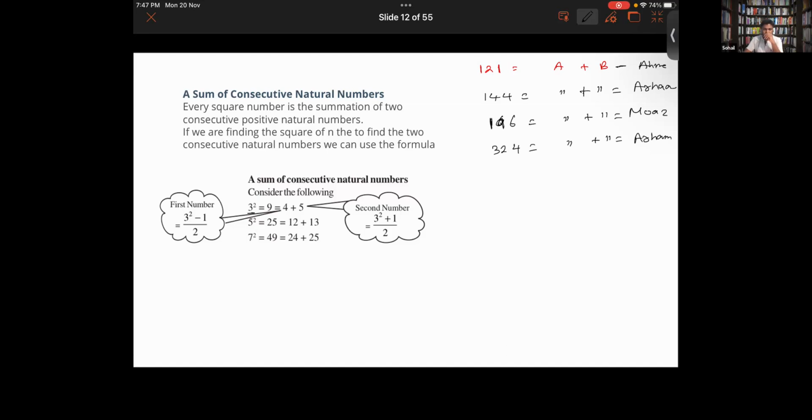Sir, I got it. What value are you getting? So 143 plus 145 upon 2. You are solving the second one? Yes, sir. What is the A here? So 143 upon 2. B? 145 upon 2. Okay. 288 upon 2, that is 144. Yeah, that is correct.